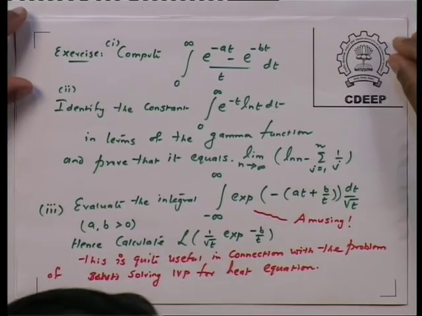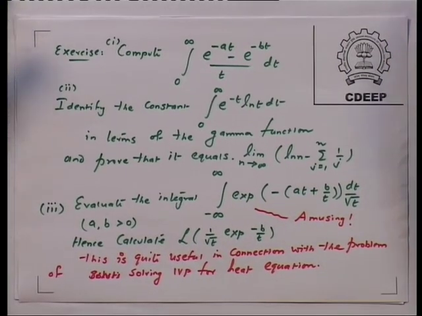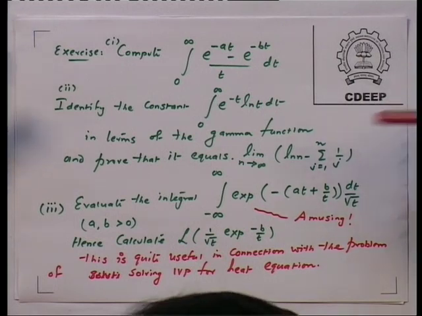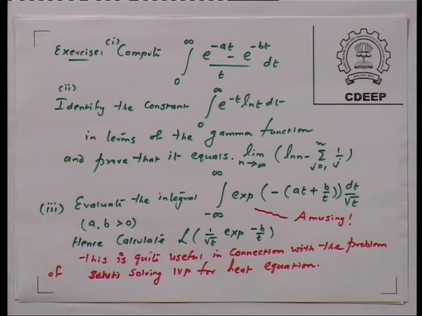Okay. All right, some more amusement for you. Here are some more examples. Compute the Frullani integral. The Frullani integral is here: integral 0 to infinity of (e to the power minus at minus e to the power minus bt) by t dt. Identify the constant in terms of the gamma function. We have just finished this problem. The second one we have just discussed.